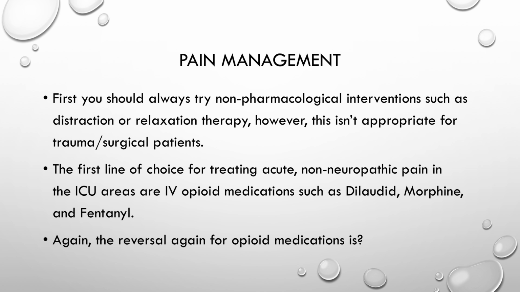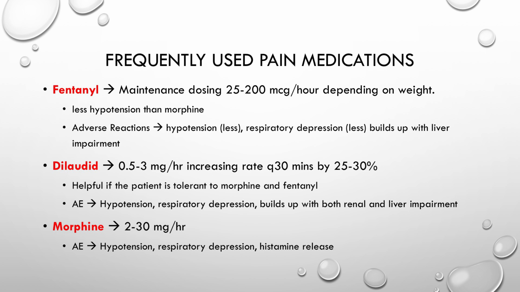The first line of choice for treating acute non-neuropathic pain in the ICU areas are IV opioid medications such as Dilaudid and morphine and fentanyl. Again, the reversal agent for opioid medication is Narcan. So frequently used pain medications in the ICU setting is fentanyl. The maintenance dosing is 25 to 200 micrograms per hour depending on weight. It's important to note that this drug is associated with less hypotension than morphine, and some of that adverse reaction again is hypotension, respiratory depression, and builds up with liver impairment.